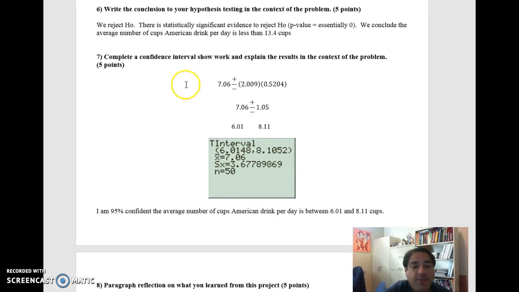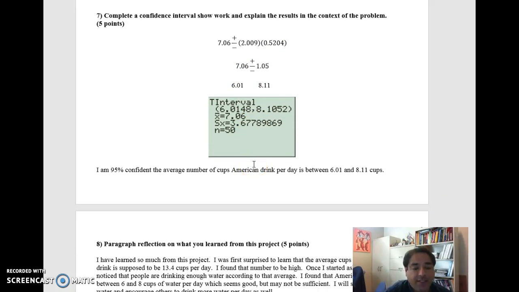I did my confidence interval, my x bar plus or minus t star times SE, and I got about 6 to 8, verified in the calculator. So I'm 95% confident the average number of cups Americans drink per day is between 6.01 to 8.11 cups.